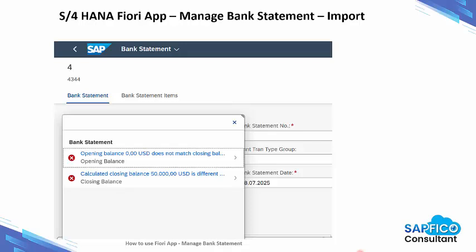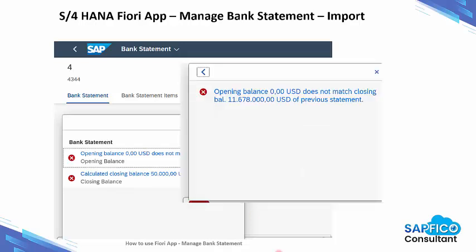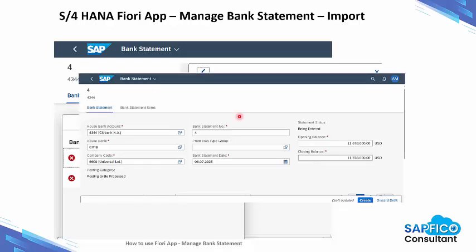Once we click on the create button, we get an error message saying that opening balance does not match with the closing balance, and also the calculated closing balance is not matching. So to see what exactly it means, we click on this particular thing. You get details that does not match the closing balance. The prior closing balance which was uploaded shows you the balance of 11,678. Okay, so we need to update the opening balance and calculate the closing balance.